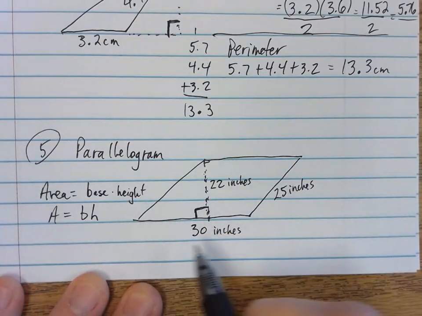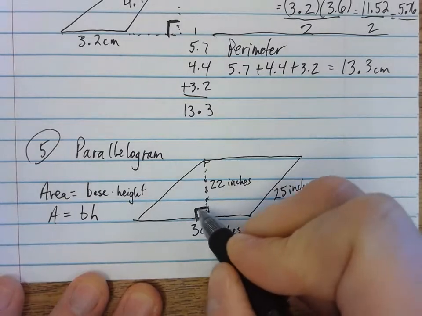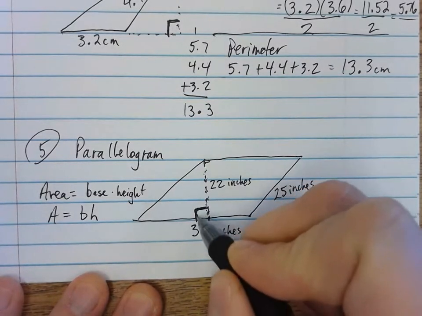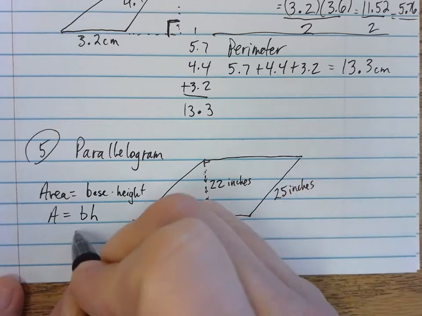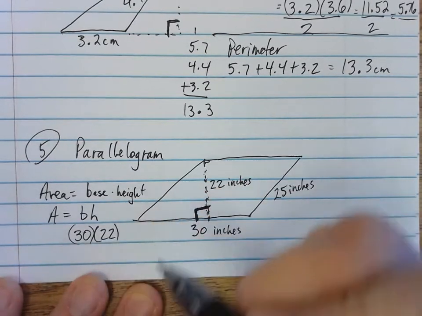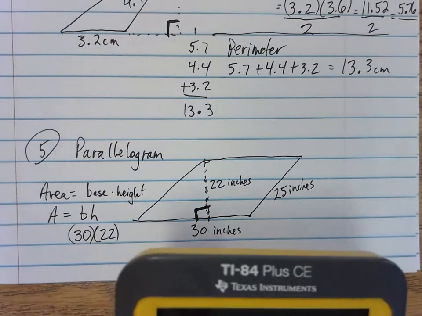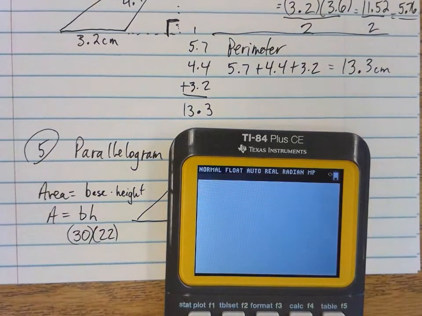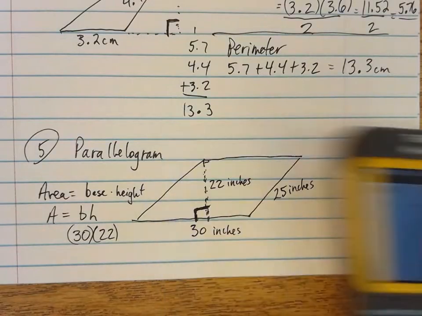So on here, what part of this is the base? Same as the triangle, the base is the ones that are touching the right angle here, so the base is 30, and the height, of course, would be the other part that's touching over here, 22. So basically all you're doing is the base and the height and multiplying them together, 30 times 22. If you got your trusty calculator out, you can do 30 times 22 real fast. 30 times 22, 660.